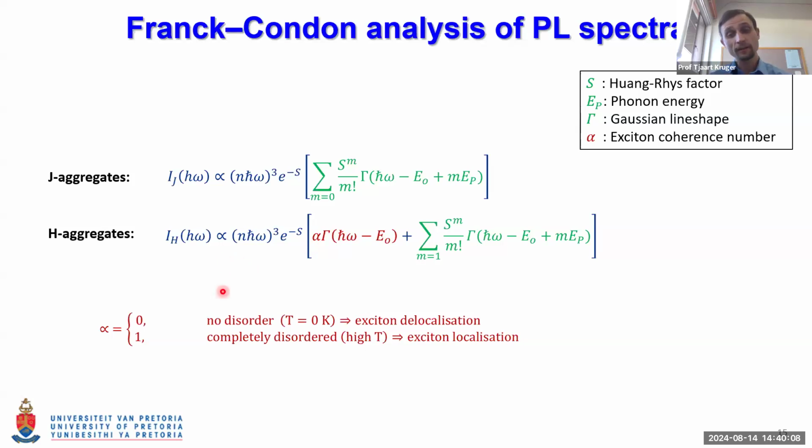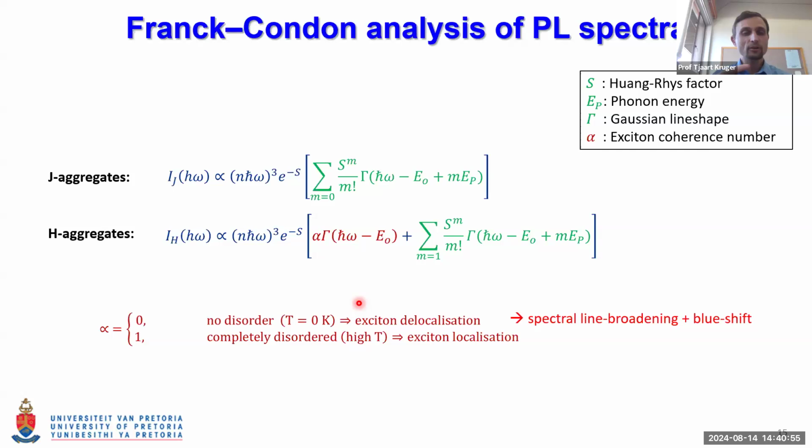For H aggregates, there's another factor that has to be taken into account, and this is the so-called exciton coherence number, for which we also multiply by a Gaussian function, a Gaussian envelope for this exciton coherence number. Because we are considering H aggregates, and the specific molecular interactions at stake, generally pi interactions, we consider pi stacking. When there's no disorder, in the case when alpha is equal to 0, there's very strong exciton delocalization along the pi stack. That leads to spectral line broadening and also a blue shift in the fluorescence spectra.